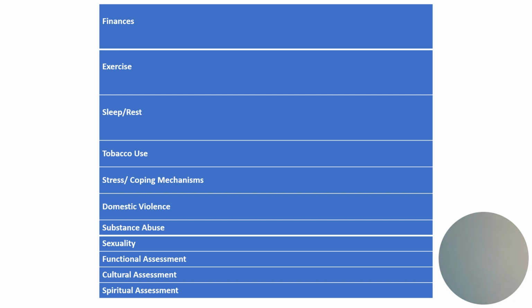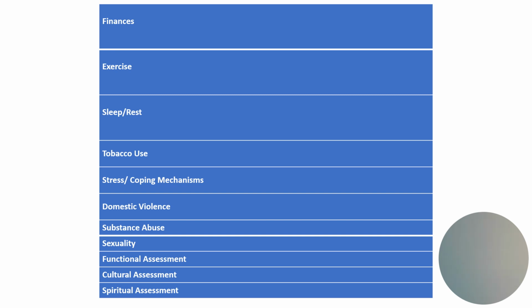Are they exposed to domestic violence? Do they abuse any substances? And we do know that substance abuse is not limited to medications. It can be things like paint fumes or aerosol, etc. As far as sexuality, we're not looking to determine if a client is sexually active. We are wanting to know, what gender do they identify with?